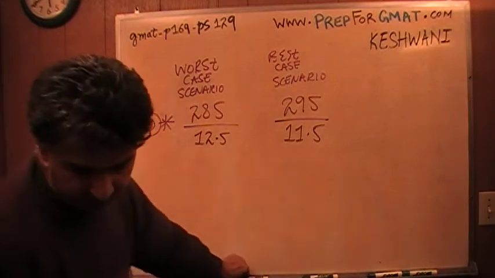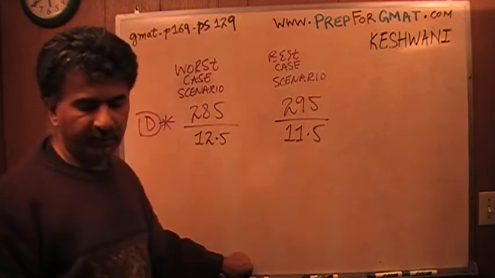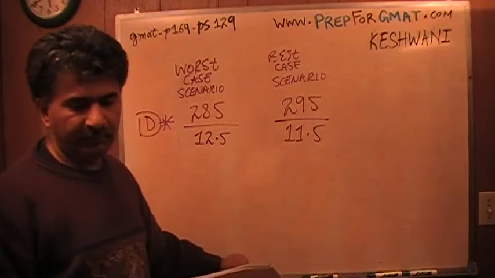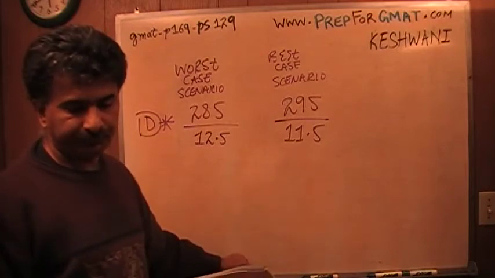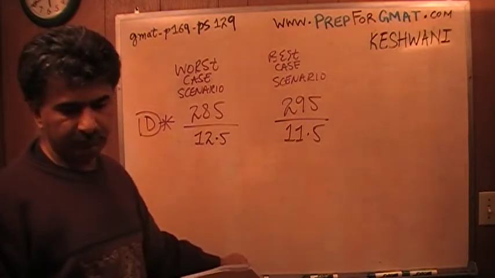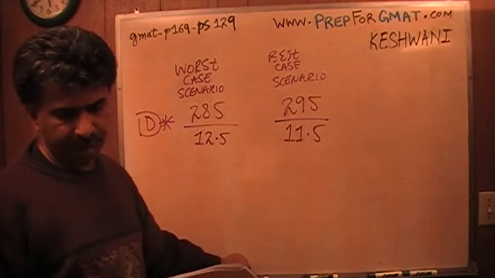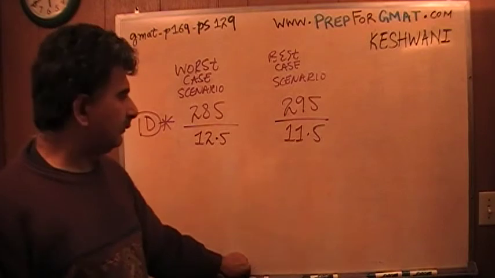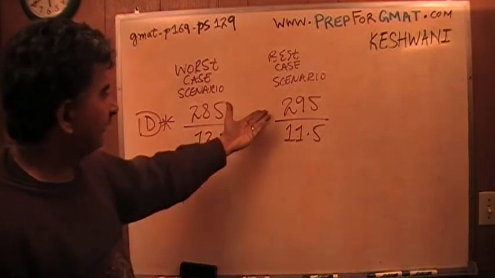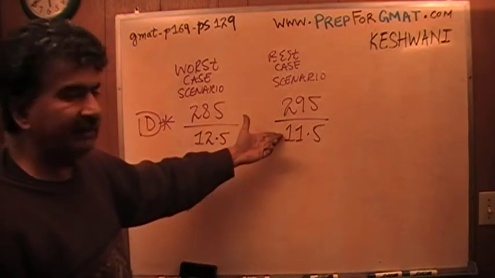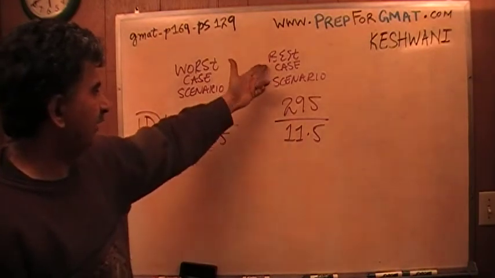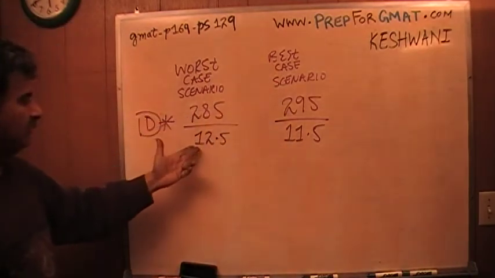There's no point going through every one of the answer choices, because this is the only one that makes sense. That's all it is. I hope it makes sense to you. This is the most mileage for the least amount of gasoline, hence the best case scenario. Here is the least mileage for the most amount of gasoline.